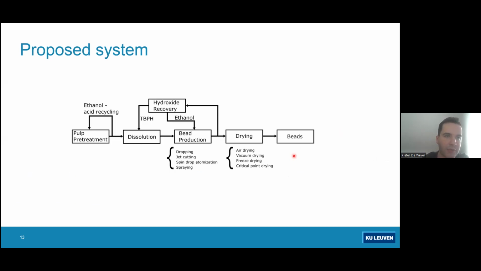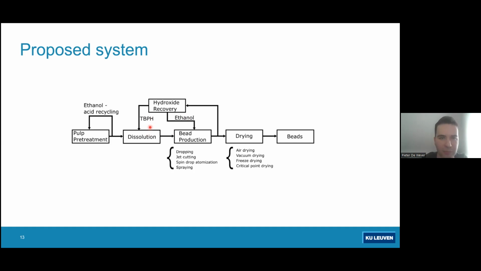So what we here propose is actually a new system in order to fabricate cellulose beads, in which we initially pre-treat the dissolving pulp in a controlled way so that we can influence the degree of polymerization, which will impact directly the viscosity of the solution, but also facilitate the dissolution process. Next, we can fabricate beads using various techniques, and it is possible to recover the ethanol and reconcentrate the tetrabutylphosphonium hydroxide back to 50%. And we actually demonstrated that it is possible to directly reuse this tetrabutylphosphonium hydroxide without any kind of purification.